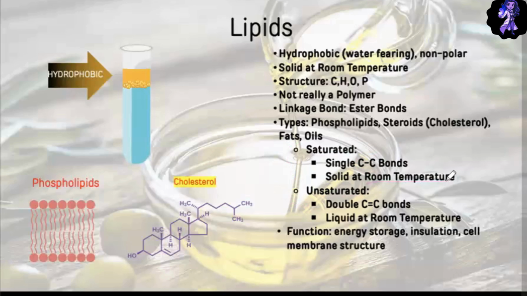So think of, like we said before, butter. And unsaturated would have the double bond. So think of liquid at room temperature, something like oil. And the functions are commonly energy, insulation, and cell membrane structure.